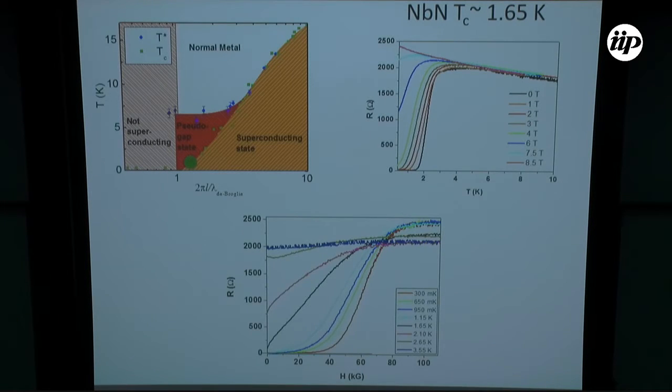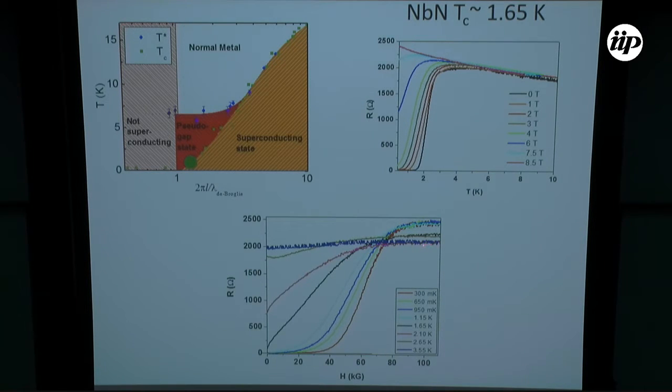Now, I'll just give you in 2 minutes a brief view of another sample, which is strongly disordered already. So now I take a sample which has a Tc of 1.65 Kelvin. Here, even in zero field, I have a strong pseudogapped state. And this is how the RT looks in magnetic field. But more interestingly, if I do R versus H at various temperatures from 300 milli-Kelvin to 3.5 K, I see that there is this universal crossing point.